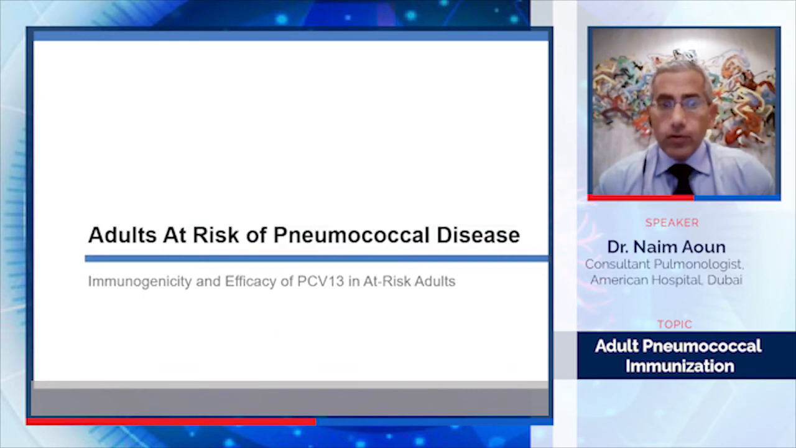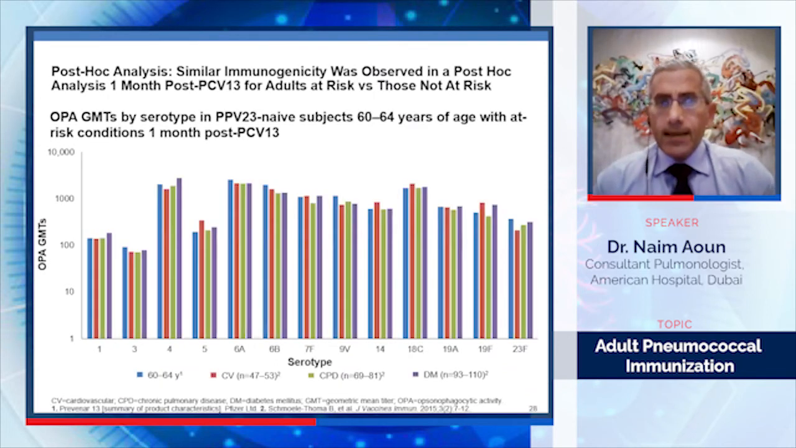Adults at risk for pneumococcal disease. So let's look at some post hoc analysis where we can see that there was similar immunogenicity which was observed in a post hoc analysis 1 month after the vaccination for adults at risk versus those not at risk. At risk meaning they have comorbidities that could put them at higher risk than their patient from the same age. So here we can see that the immunogenicity was very similar whether patients were at risk or not, meaning that even if they had comorbidities, cardiovascular, pulmonary, etc., the immunogenicity at 1 month did not change.